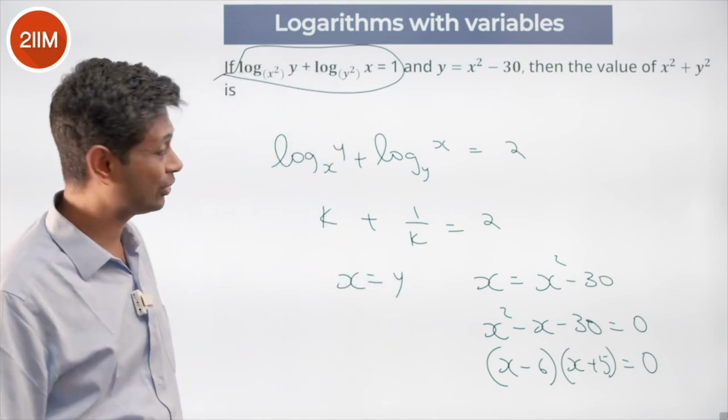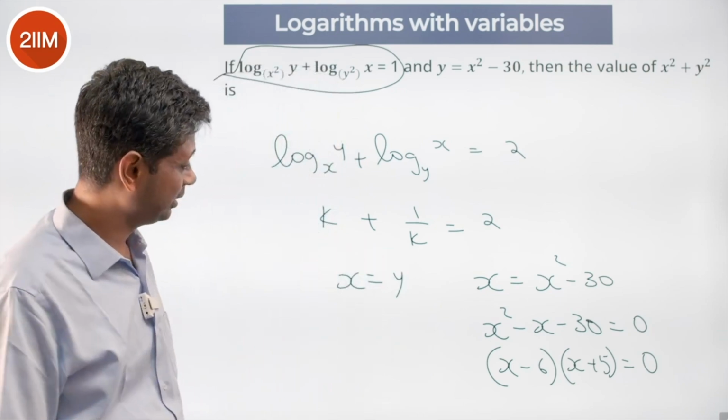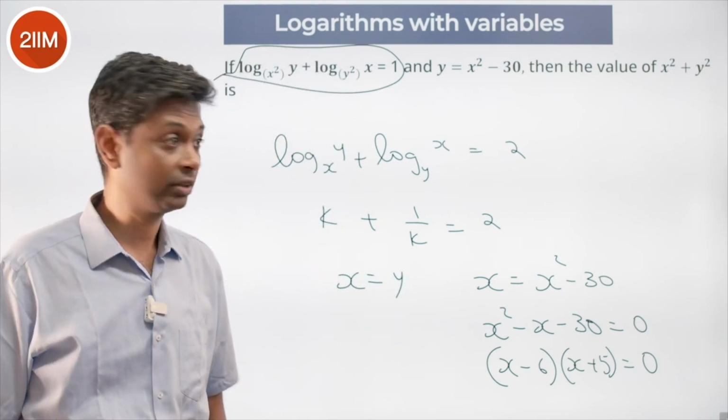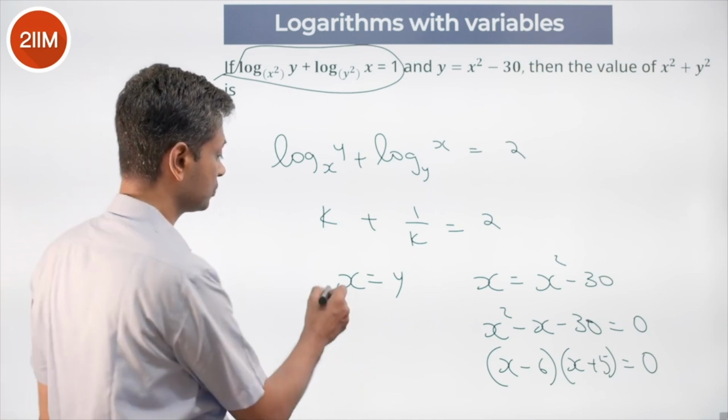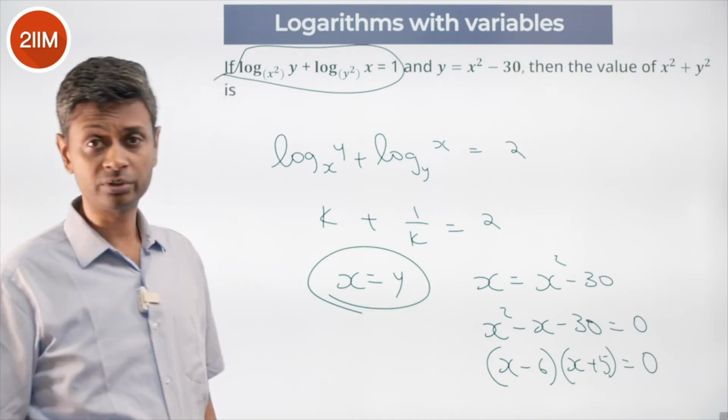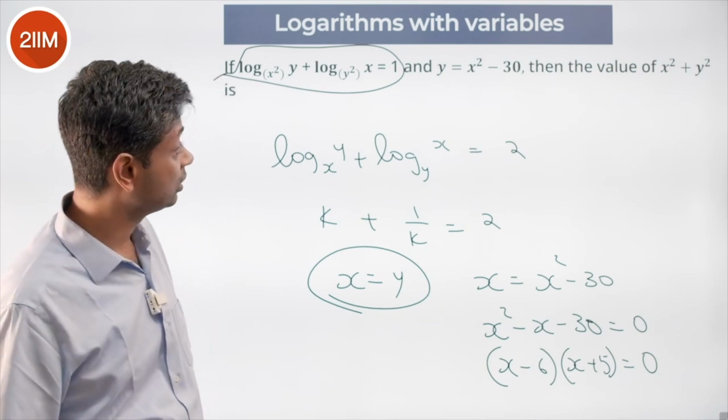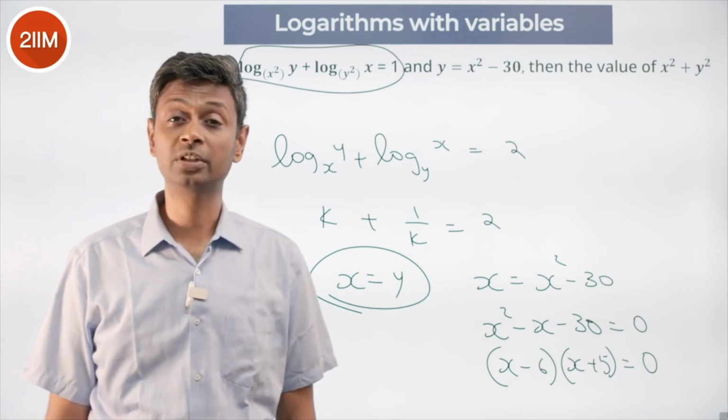X cannot be minus 5, not defined. X is 6. X is 6, that means y is 6. We already established that x is equal to y. So looking at x equal to y equal to 6, x square plus y square is 6 square plus 6 square, 36 plus 36, 72.